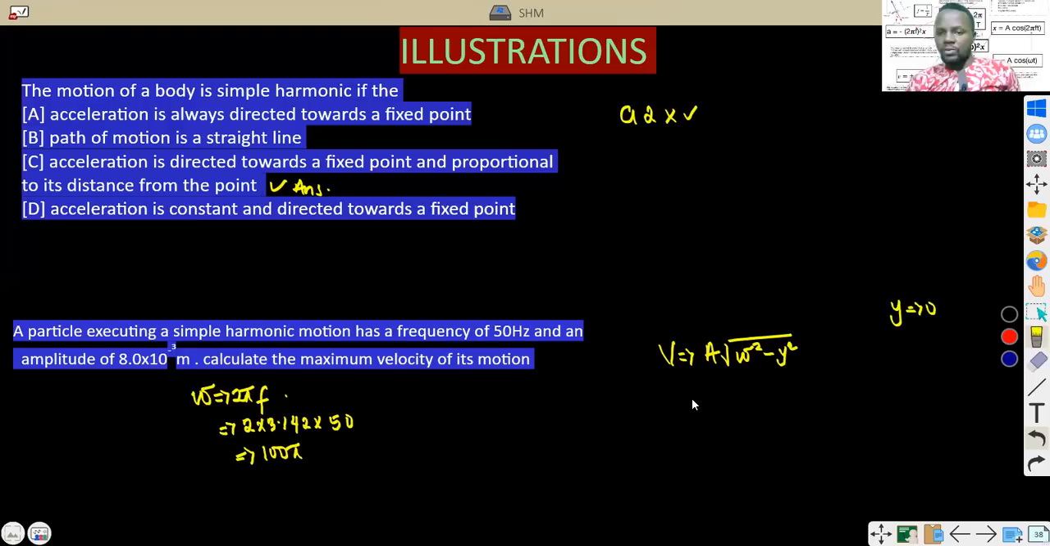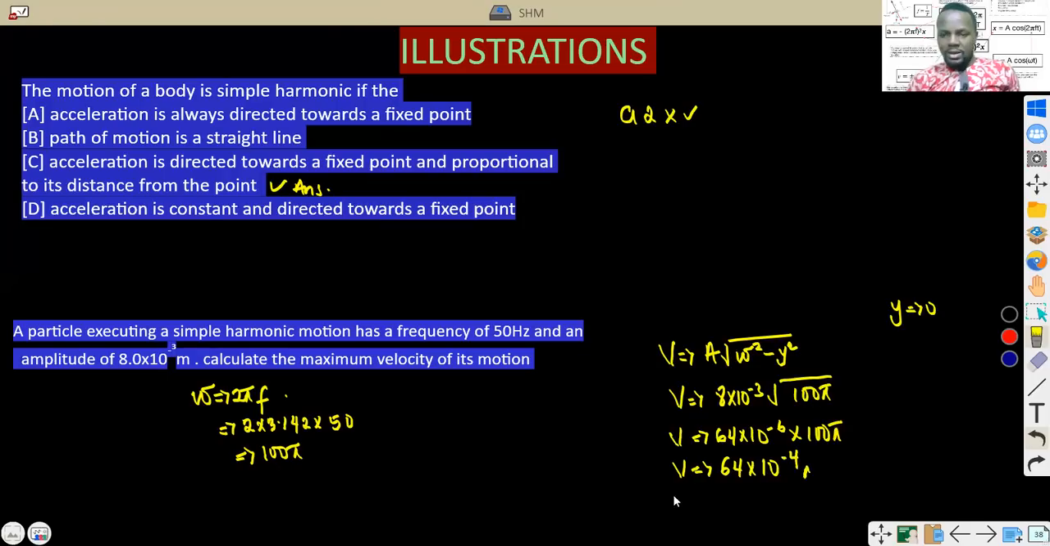So we can say V is equal to omega times the square root of A squared minus y squared. What is A? A is 8 times 10 raised to the power minus 3. The square root of anything minus 0 will still be that, times 100 pi. I hope students are here. What do I do? I square both sides. 8 squared is 64, times 10 raised to the power minus 3 squared, which is 10 raised to the power minus 6. Then squaring will remove the square root, and multiplying by 100 pi, where 100 is 10 raised to the power 2. So V will be equal to 64 times 10 raised to the power 2 minus 6. I'm using indices. That's 10 raised to the power negative 4, times pi.